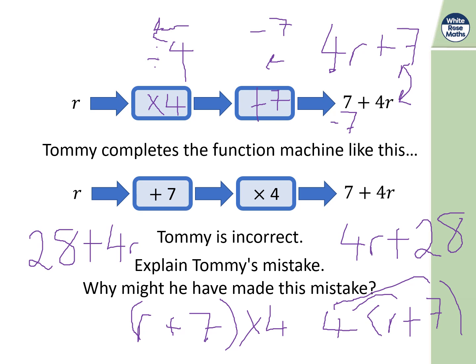7 is a factor of 28, and 28 is a multiple of 7. However, doing it this way, if I add first and then I times, I'm essentially using BIDMAS, doing like a single bracket here. You would add 7 first using BIDMAS or BODMAS, and then you would multiply by 4, so that's where the mistake is made. Whereas it should have been you times by 4 first and then add 7. Remember that times it by 4 and then adding 7 is not the same as adding 7 and then times it by 4.